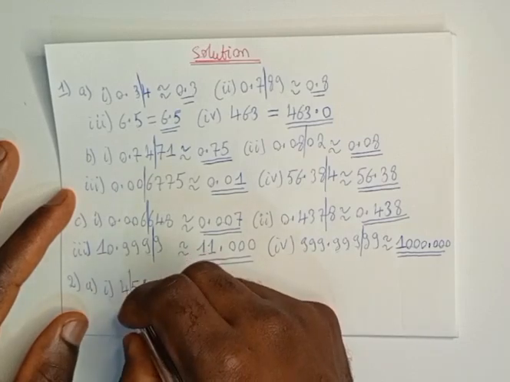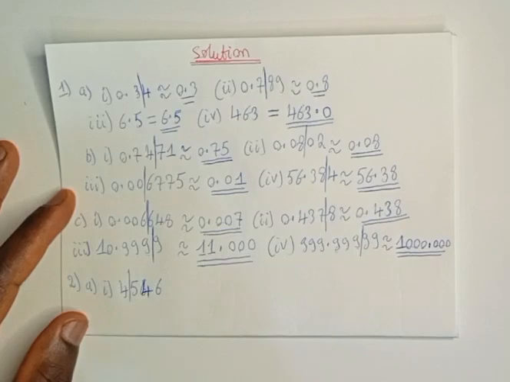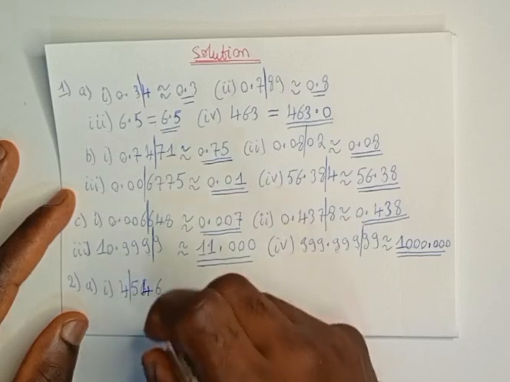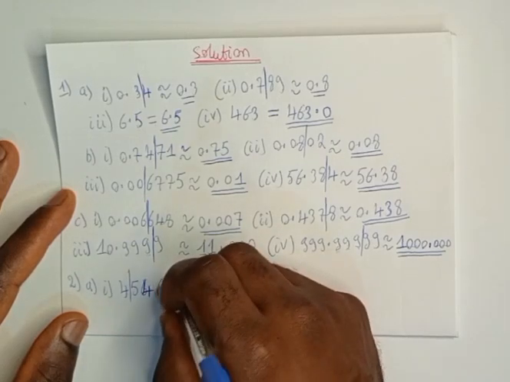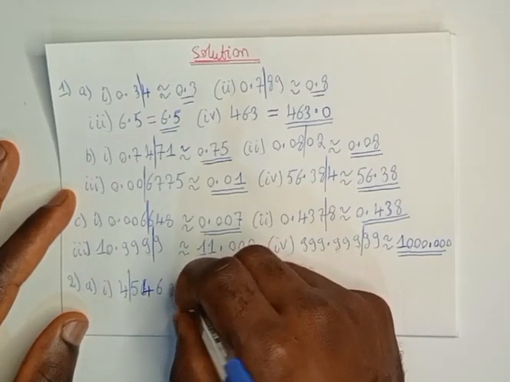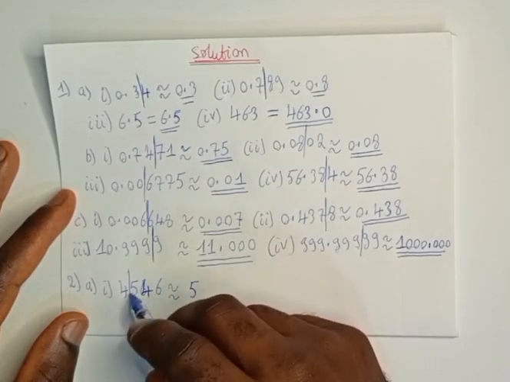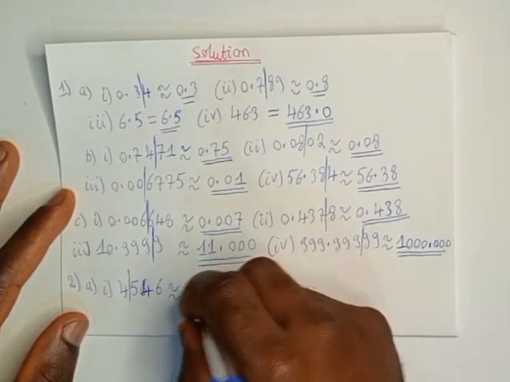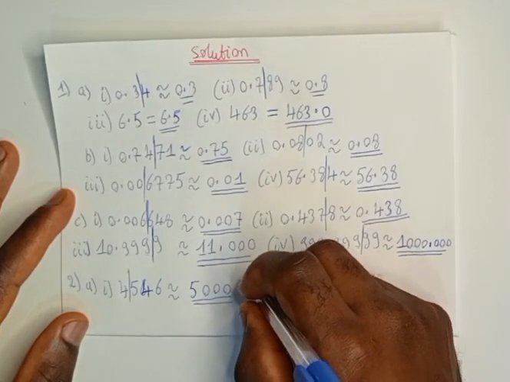We have to round off between the digits 4 and 5. 5 is greater than or equal to 5. It is rounded up to 1. We have to add the 1 to this 4, which gives us 5. This will be approximately 5. Then we replace all the other digits with zeros. This gives us 5000 to 1SF.